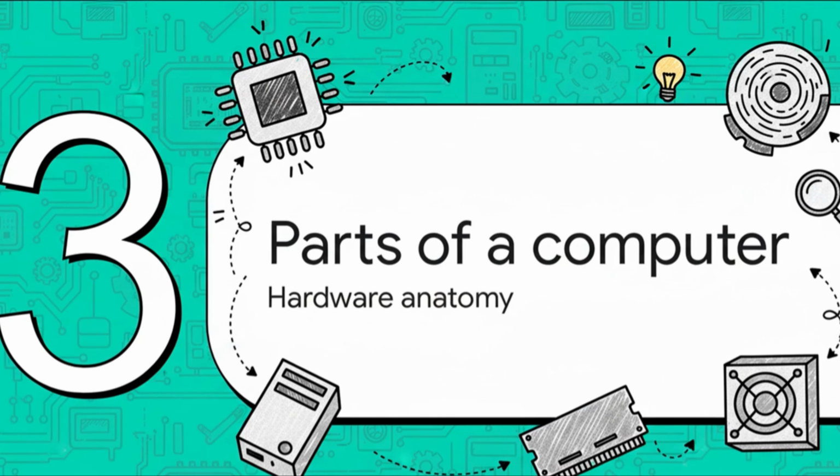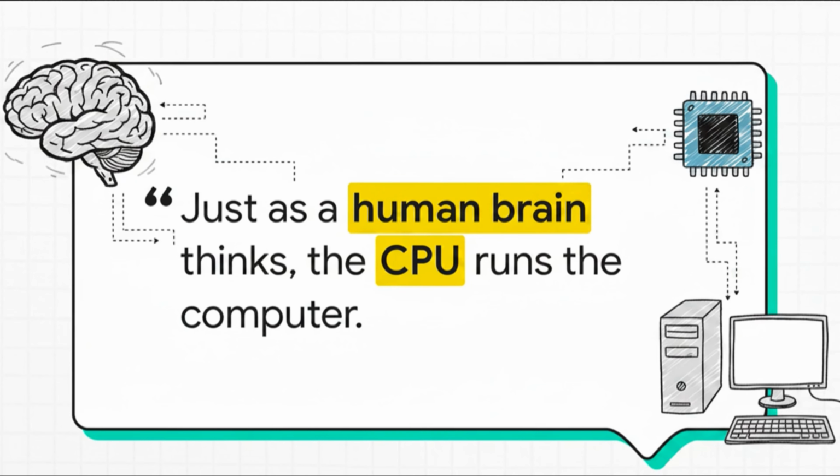Section 3. Main parts of a computer. Let's pop the hood and look at the physical anatomy of these machines. I want you to consider this fundamental biological metaphor. Just as a human brain thinks, the CPU runs the computer. It is the absolute ultimate decision maker of the entire machine. Without it, everything else you're looking at is really just, well, plastic and metal.